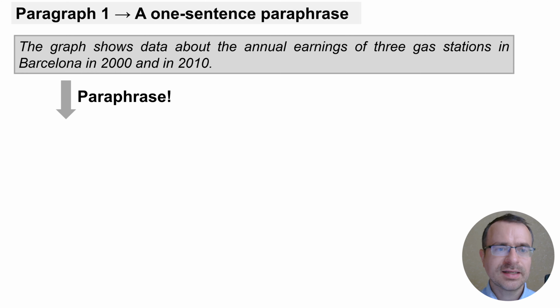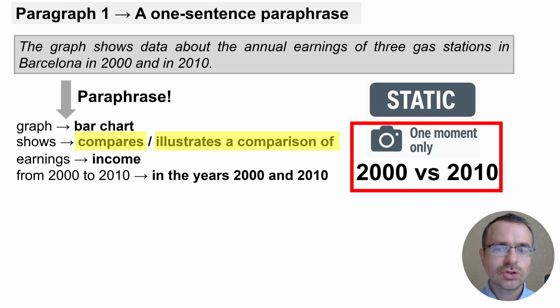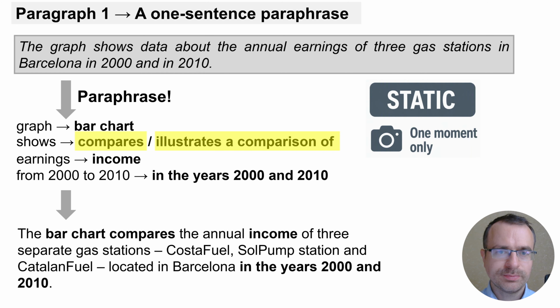So we're going to paraphrase the static chart. That's very important because everything is relatively similar to the dynamic chart except the verb shows, because in this case we have the comparison. So we compare one time slot to another one, the year 2000 to year 2010. So we need to use the verb compares, not just shows or illustrate. It compares, it specifically compares. Or we may use illustrate a comparison of, because this is the static chart and it shows one moment, 2000 versus 2010. So finally, we have the answer.